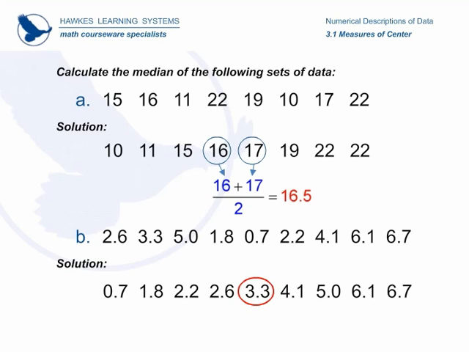Now let's see if we have an even or an odd number of data set values. So let's count them: 1, 2, 3, 4, 5, 6, 7, 8, 9. 9 is an odd number, so we can take the middle value, and that would be 3.3. So we see that 3.3 is the middle, or the median, of this data set.